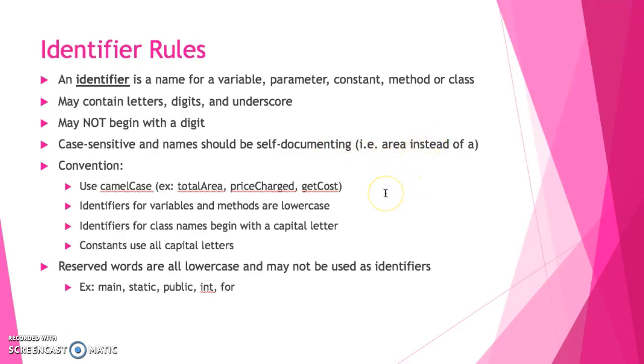In terms of conventions, we want to use camel case, and variables and methods should begin with a lowercase, and class names should begin with a capital letter. Constants should be all caps. And remember that there are some of those reserved words as well.